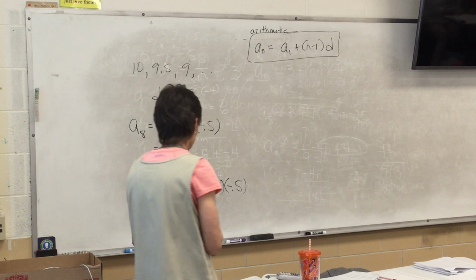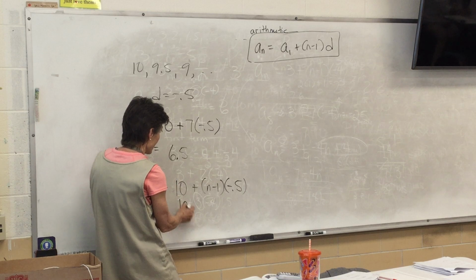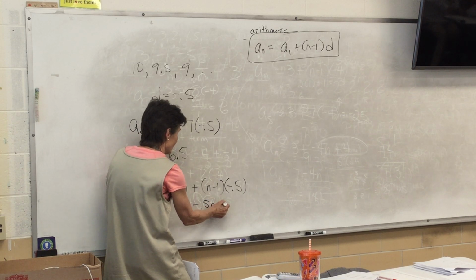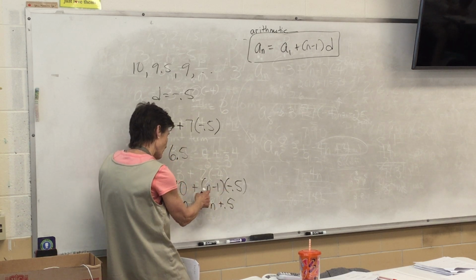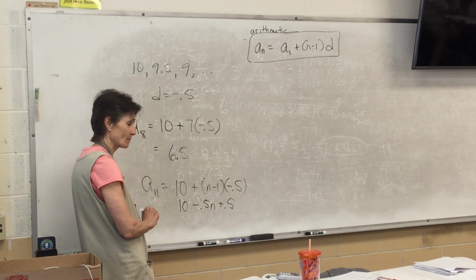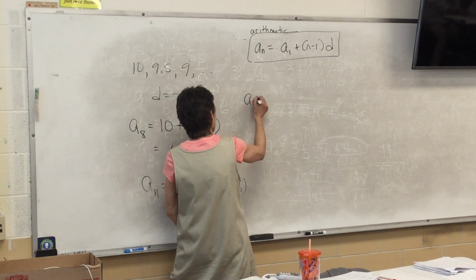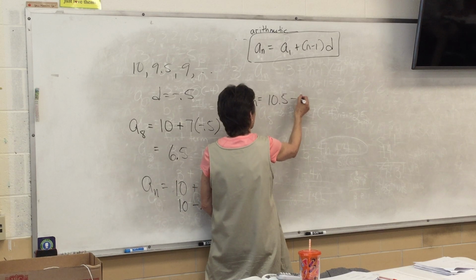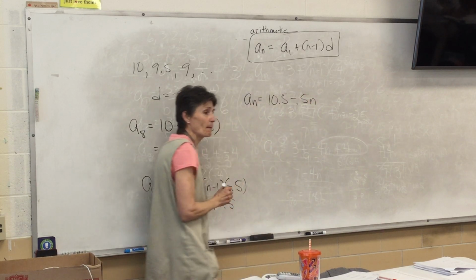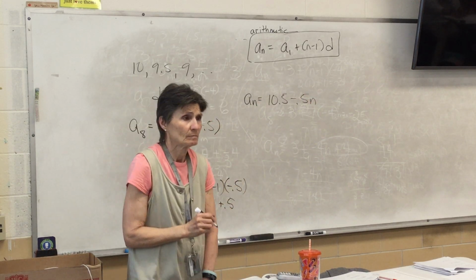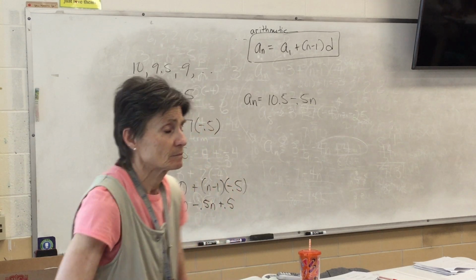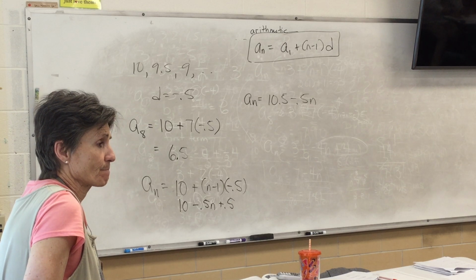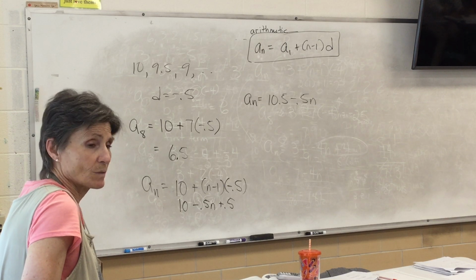Distribute? So 10 minus 0.5n plus 0.5. Did I distribute right there? I think so. So a sub n equals 10.5 minus 0.5n. Right?